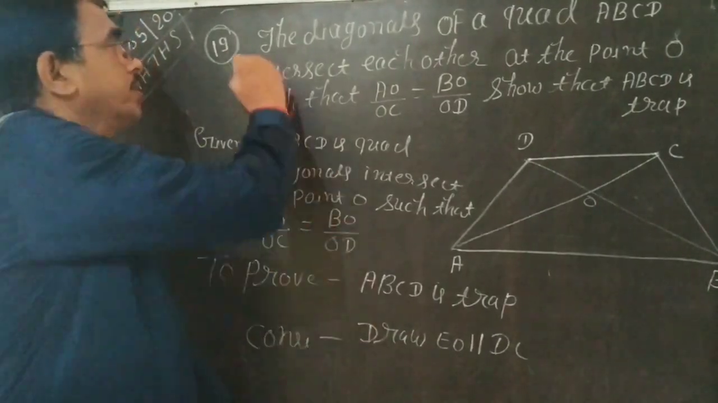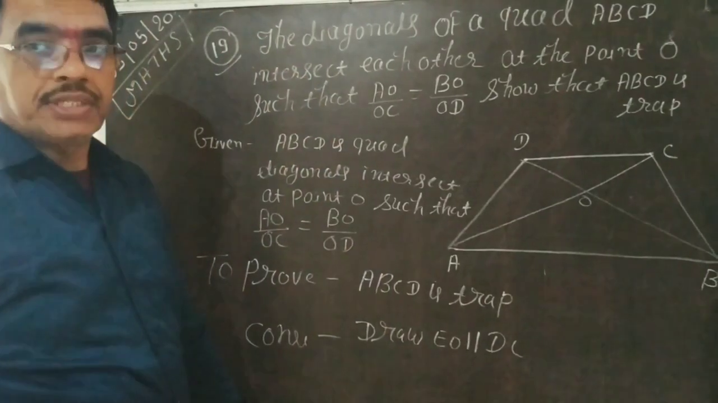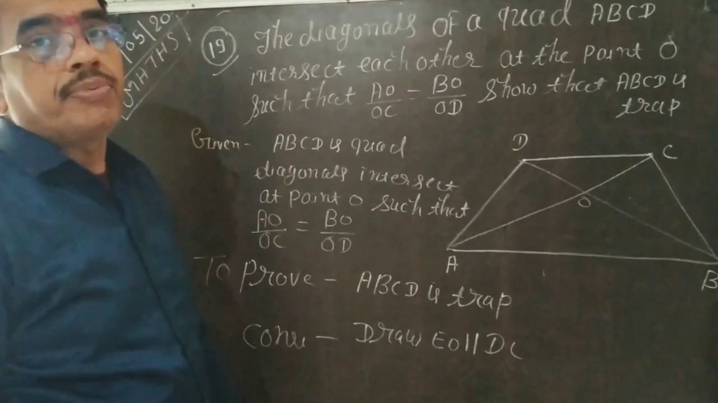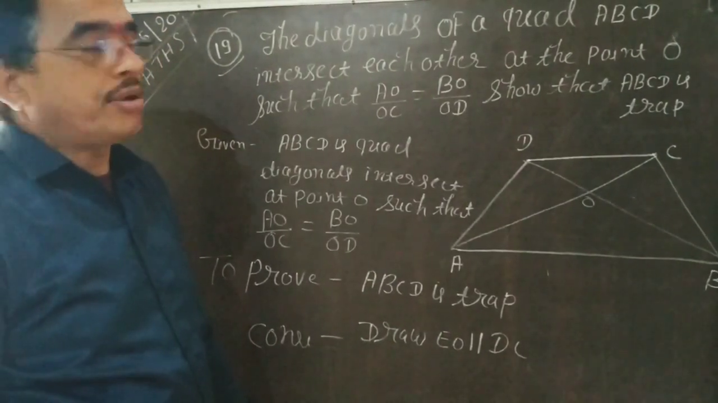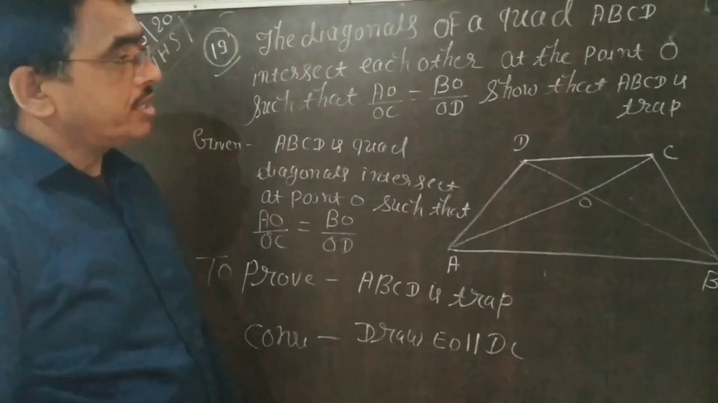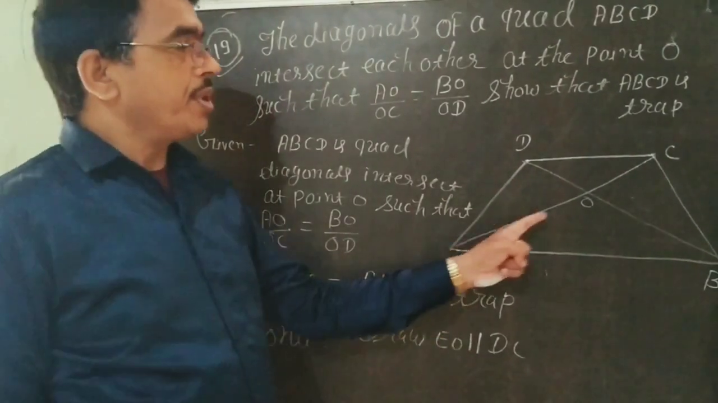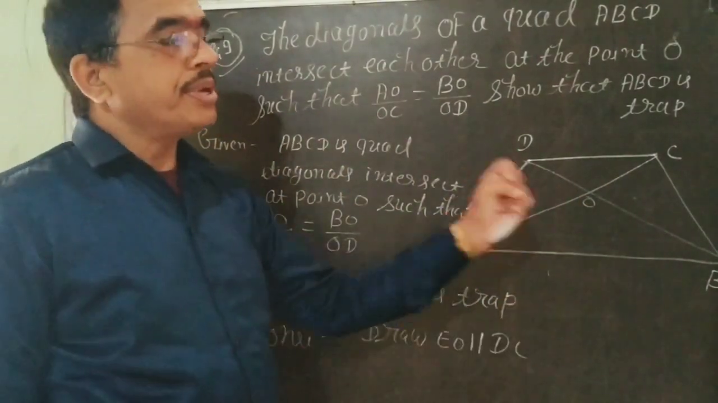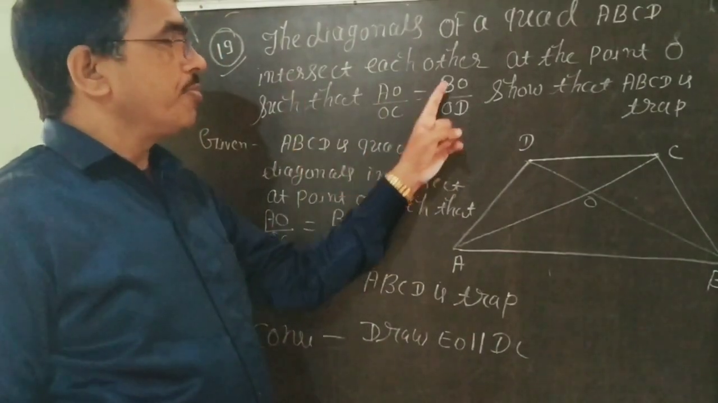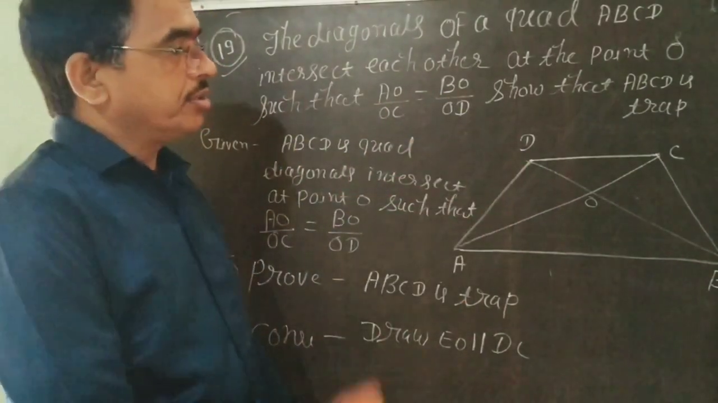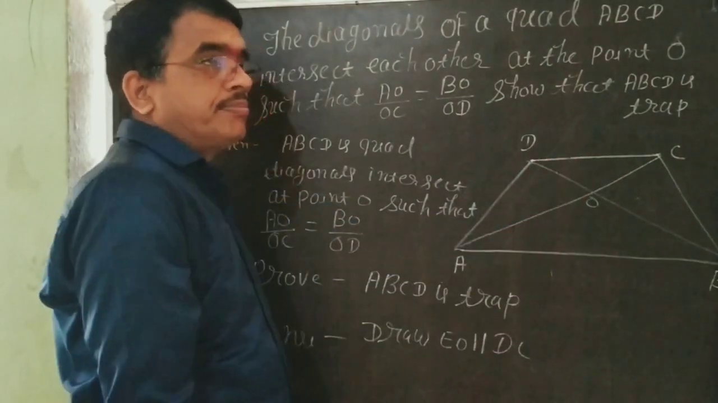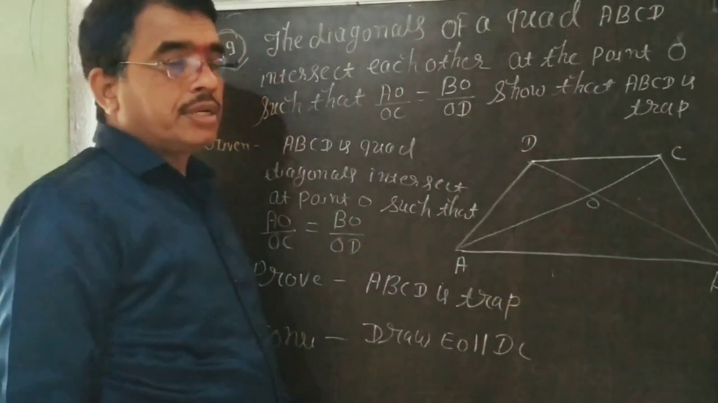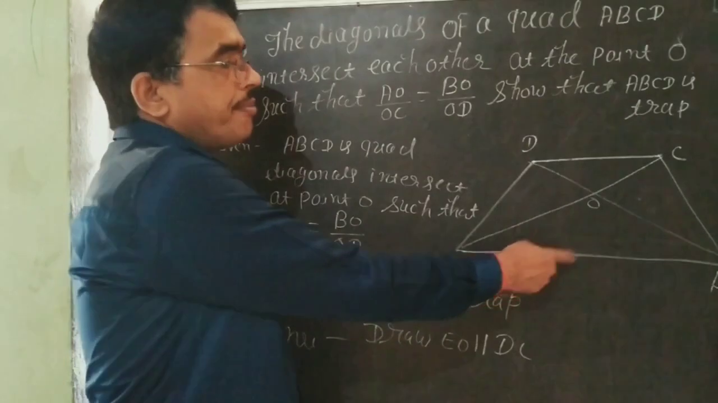Question number 19, examples of exercise 7A. This question is just the opposite of question number 18 and the converse of that theorem. In question 18, a trapezium is given and you have to prove AO by OC is equal to BO by OD. But in this question, a quadrilateral is given and AO by OC is equal to BO by OD is given. Your question is to prove that ABCD is a trapezium, which is only possible when you find that AB is parallel to DC. That means in this question you have to prove AB parallel to DC.